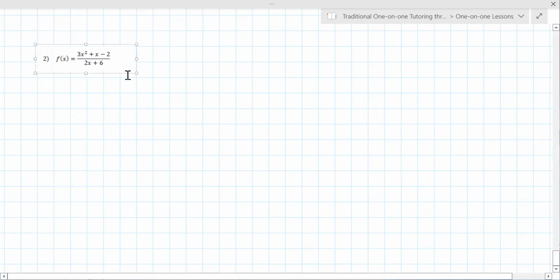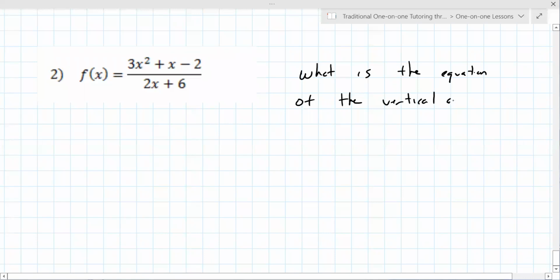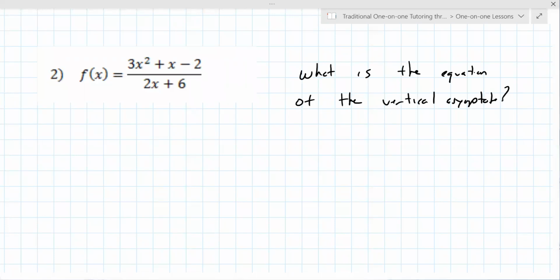All right, so let's look at this one more time. I'm going to ask you some different questions now for this. All right, so what is the equation of the vertical asymptote? Is it 2x plus 6 equals 0? Yes.